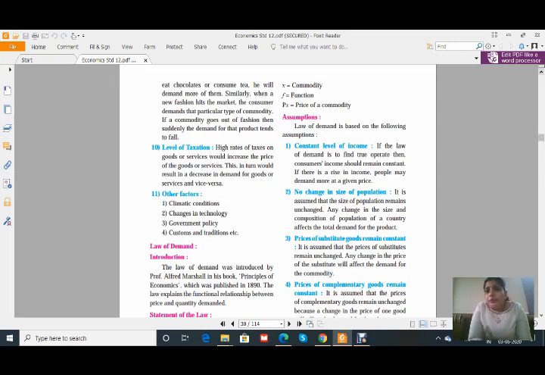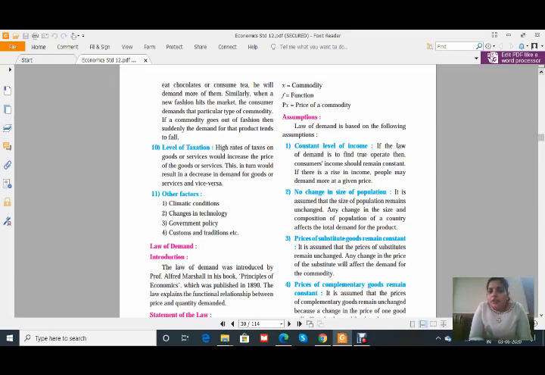Now law of demand is based on the following assumptions. What are these assumptions? Let us see the first one, that is constant level of income. If the law of demand is to operate truly, then consumers' income should remain constant. For the existence of this law, level of income of the consumer should not change, because in factors affecting demand we have already seen that if the income of the consumer rises, his purchasing power will increase, and definitely level of income should be constant to study this law.